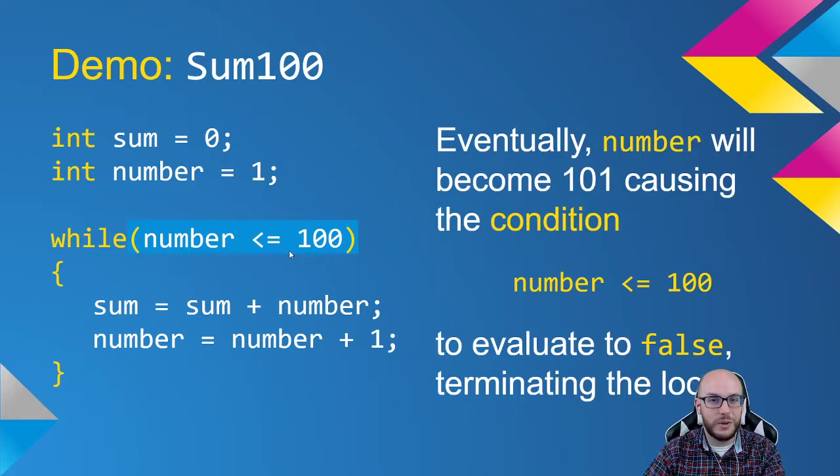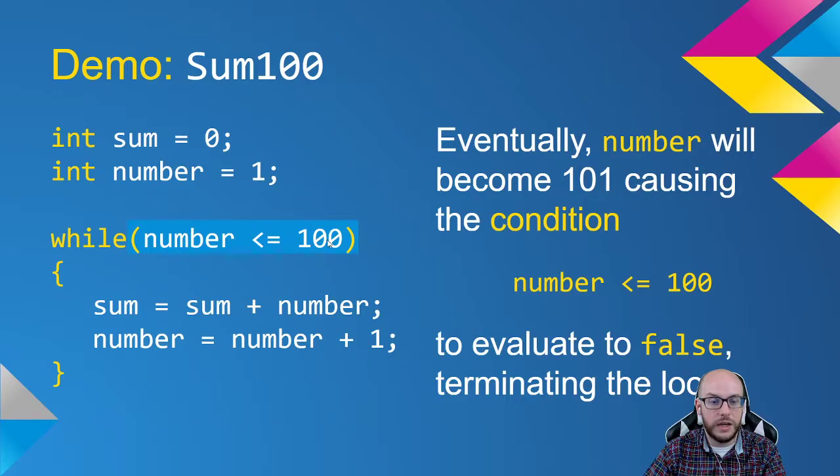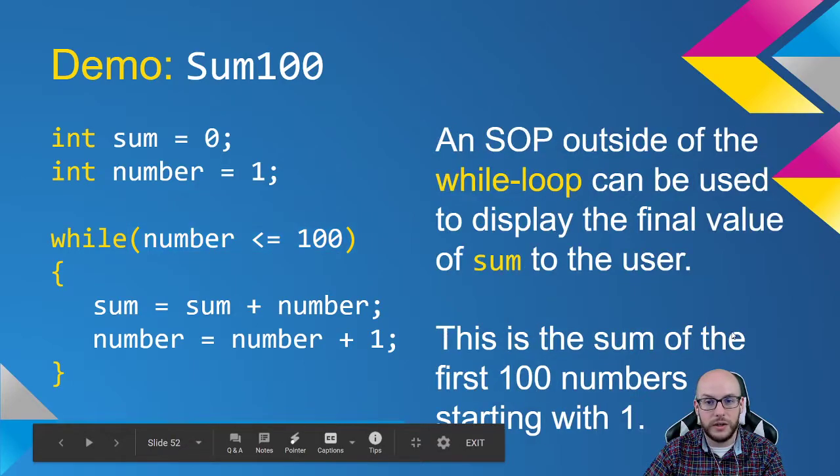Eventually, number is going to be 101, right? If I just keep adding 1 to it, it's going to be 101, and we would ask the question, is 101 less than or equal to 100? At which point we would get false, and we would skip over the body and continue on with the rest of our code. So eventually number will become 101, causing the condition to evaluate to false and terminating our loop.